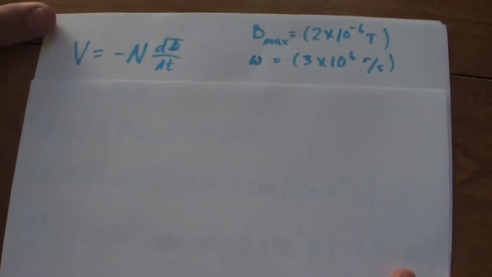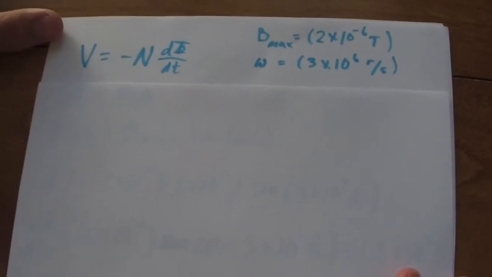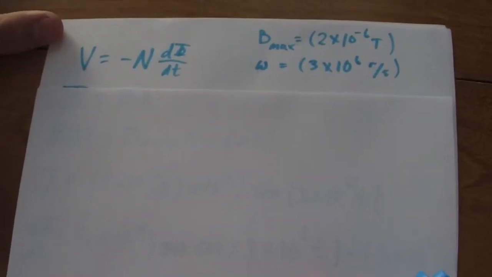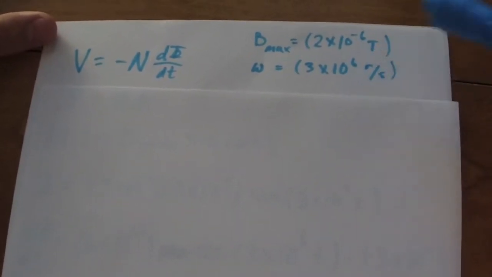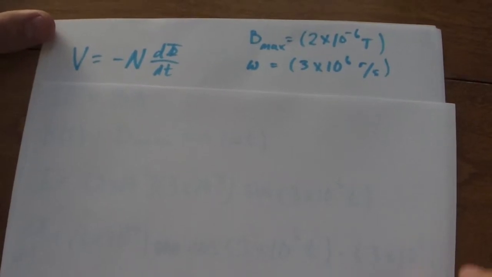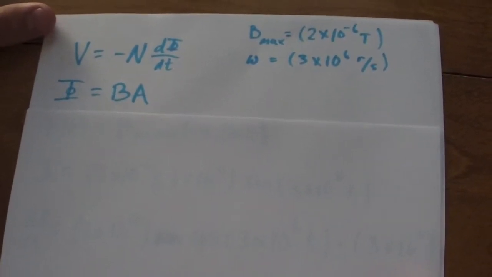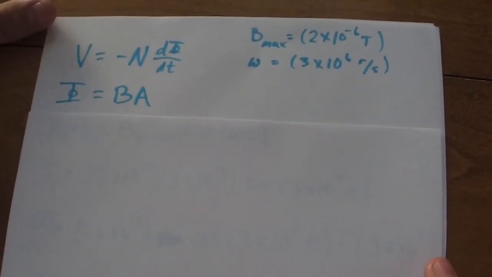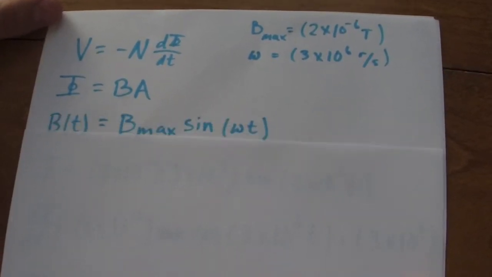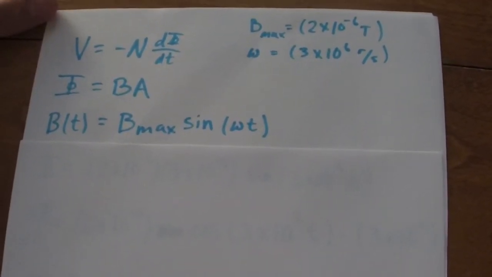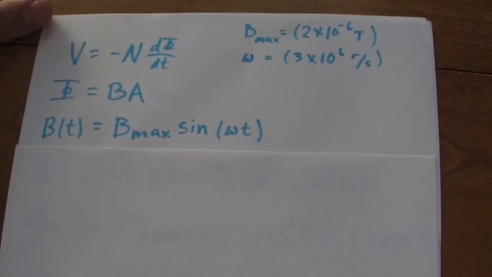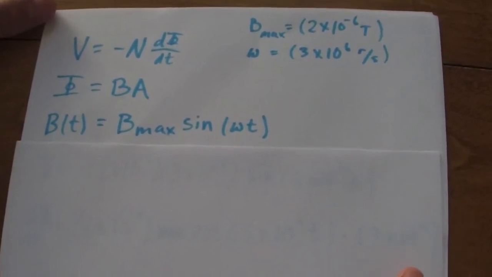We have the equation V equals negative N times dΦ over dt. We have our givens up to the right: B max and our omega. We have the equation flux is equal to B times the area, B being the magnetic field. And they also give us the equation of the magnetic field: B is equal to B max sine of omega t.